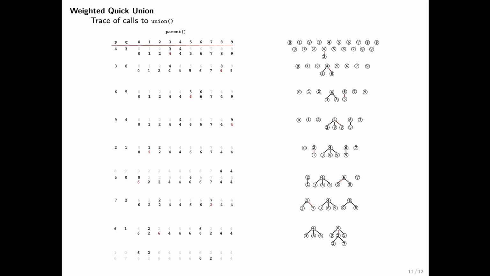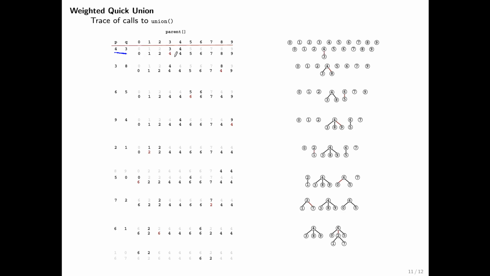So now let's look at a trace of calls to union. It's what we had before. We show the parent array here. So initially all these are initialized to the site IDs. That's what you see. And then you receive a pair such as 4, 3. The parent of 3 is 3, the parent of 4 is 4. So what we do in the code is we make 3's parent to be whatever 4's parent was, and visually you can think of it as such.